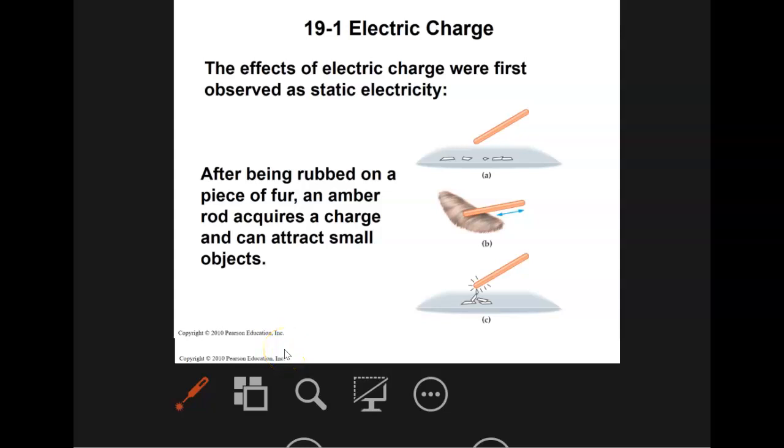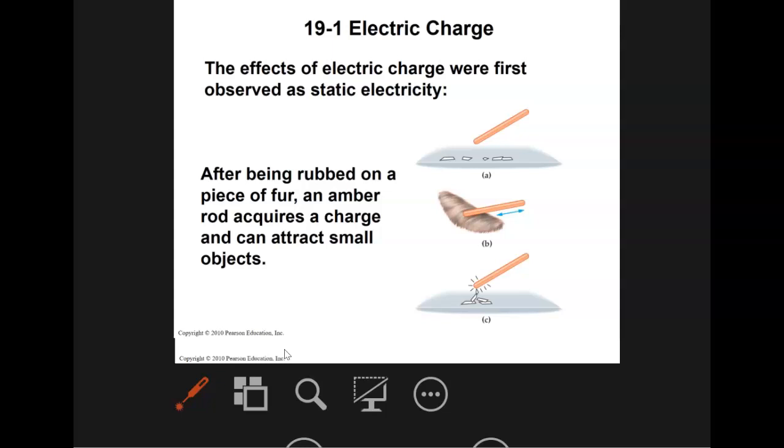Hello students, this is a lecture on electric charge and an introduction to Coulomb's law and the equation. In the next mini lecture after this, I am going to go over the actual equation with a document camera and go over some problems. So what are electric charges?